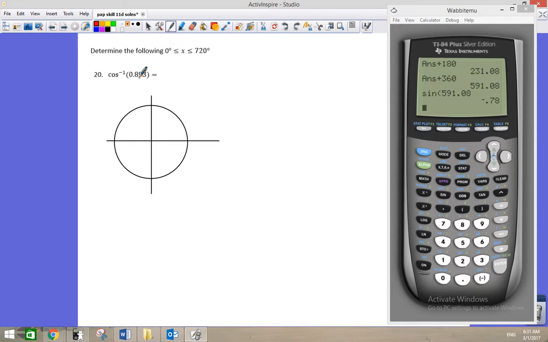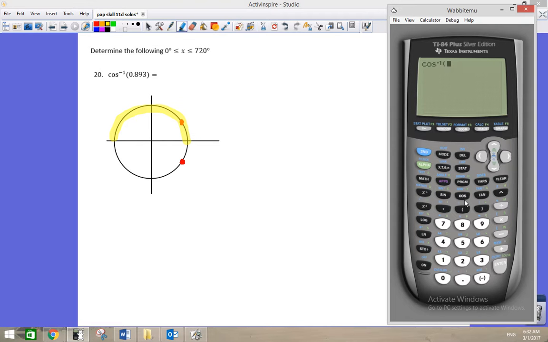I know that for cosine, I look to the x coordinate, and x is going to be positive in quadrant 1 and in quadrant 4. And when I use my calculator to find an inverse with cosine, it only uses the upper half of this unit circle. So it's going to return a value that's between 0 degrees and 180 degrees.